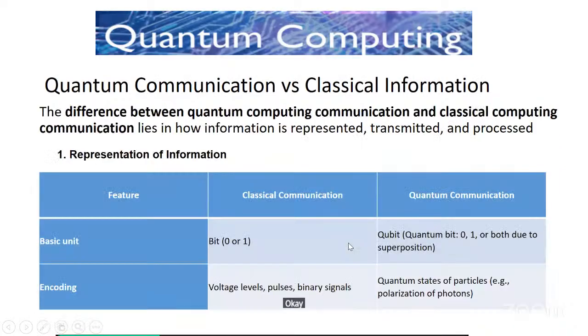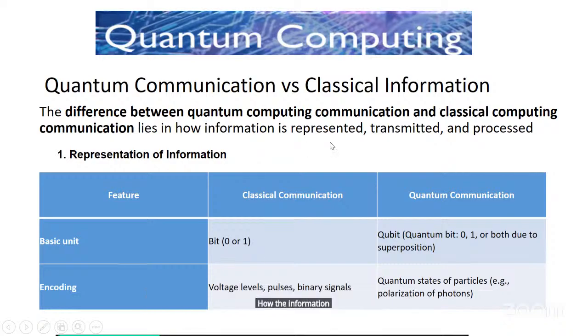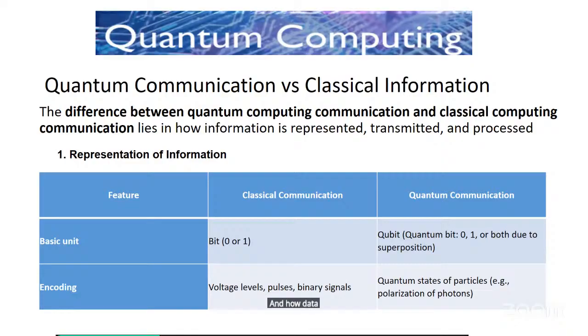Fine. Now you will compare these two things: quantum communication with classical communication. We are going to compare them based on three things. One is how the information is represented, another is how the data is transmitted, and the third is how data is processed in quantum communication and in classical communication.